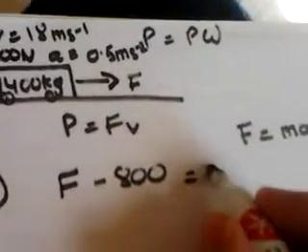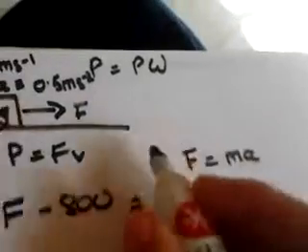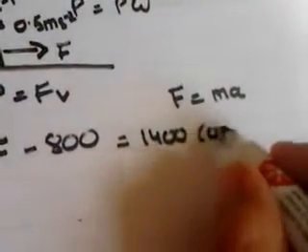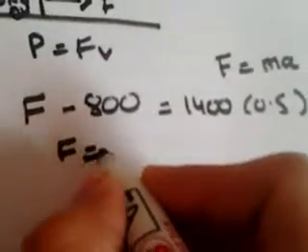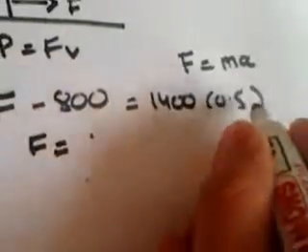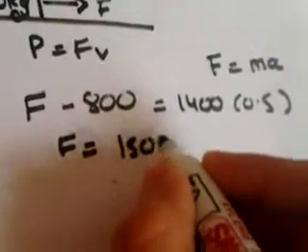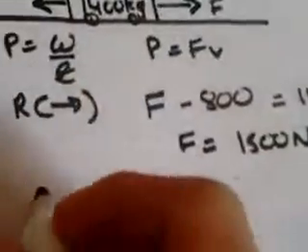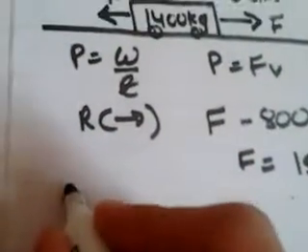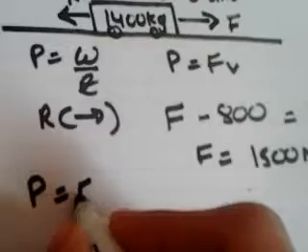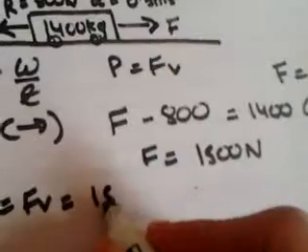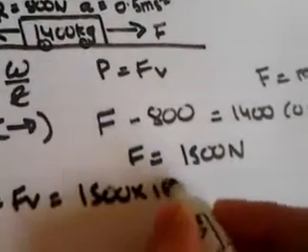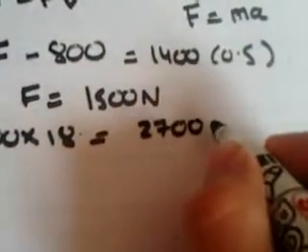So what's the mass of the car? 1400. What's the acceleration? 0.5. If we calculate this, the force is going to be 700 plus 800, 1500 newtons. So now the first question, for 3 marks: power is equal to force times velocity, the force provided by the engine, that is 1500 times the velocity, which is 18. This is equal to 27,000 watts or 27 kilowatts.